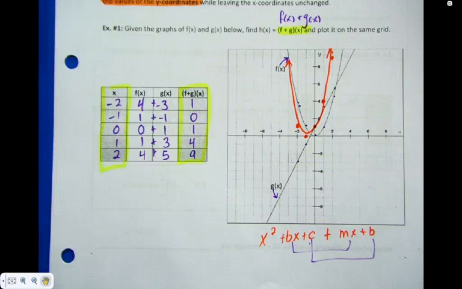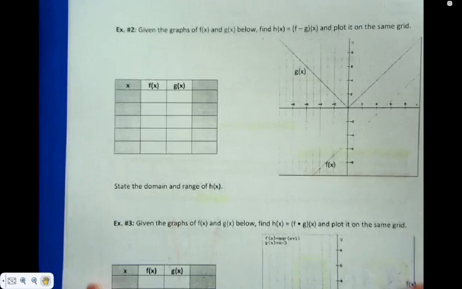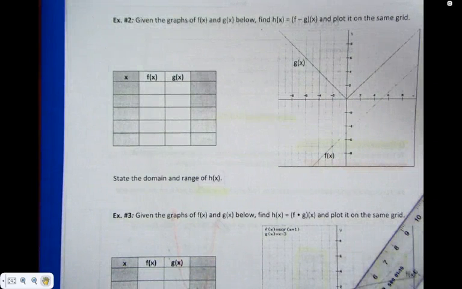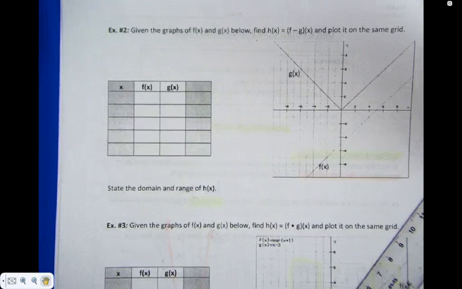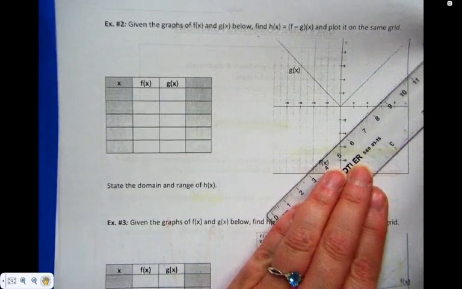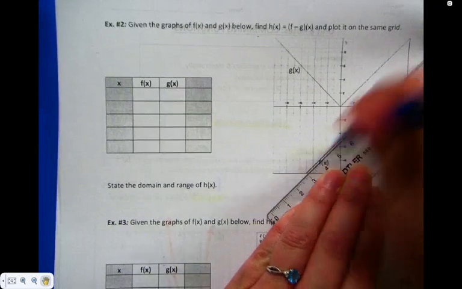Questions so far on the first question? I know this is weird to add functions. It's new to you. We've never done this before. Okay, well, let's practice the subtraction. First thing I'm going to do is just darken f of x because the photocopier made it a little bit light. So I'm just going to retrace them so it's easier to see.